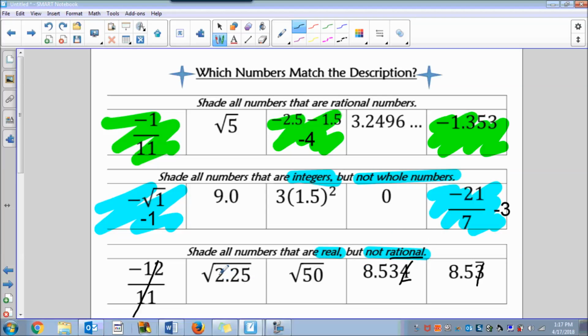The square root of 2.25 is 1.5. That's a decimal that stops right there. That means it's rational. The square root of 50 is 7.1, going on forever. There's more digits after that, but it goes on forever and it doesn't repeat. That's our only irrational number. It's irrational because the decimal goes on forever and it doesn't repeat itself. It's real, but it's not rational.